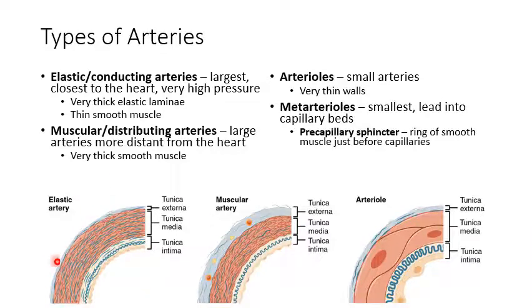The elastic arteries are going to have really thick elastic laminae. Muscular arteries will have really thick smooth muscle compared to the other layers. And then the arterioles just have everything very thin.